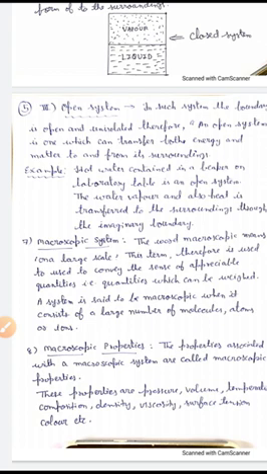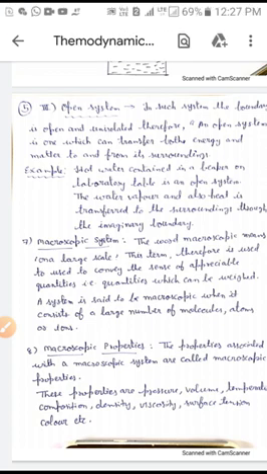What are the macroscopic properties? The properties associated with a macroscopic system are called macroscopic properties. These properties are pressure, volume, temperature, composition, density, viscosity, surface tension, and many other properties are known as macroscopic properties.